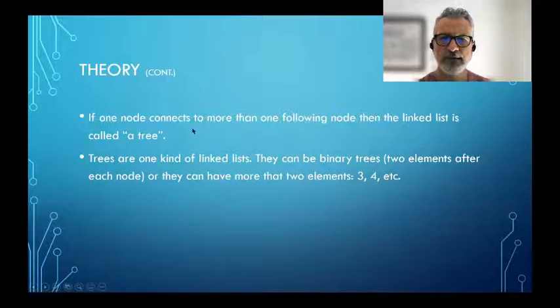If one node connects to more than one following node, then the linked list is called a tree. Trees are one kind of linked list. They can be binary trees, with 2 elements after each node, or they can have more than 2 elements, 3, 4, etc.